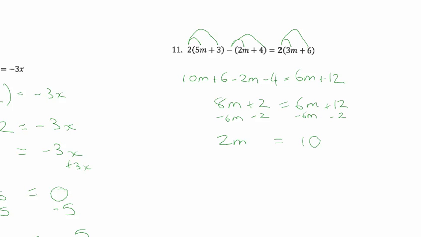Great. What am I doing to the m at the moment? I'm multiplying it by 2. What's the opposite of multiplying by 2? Dividing by 2. Where must I divide by 2? On both sides. 2 divided by 2 is 1. 1 what? 1m. And 10 divided by 2 is 5. Fantastic.